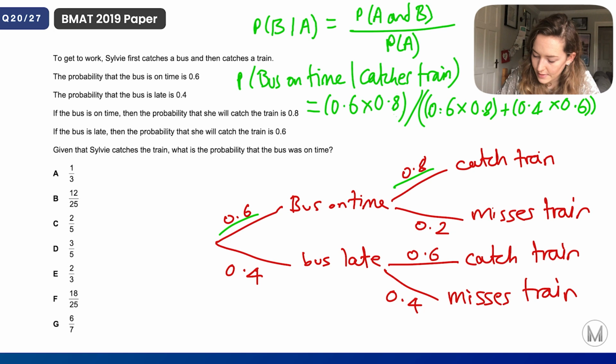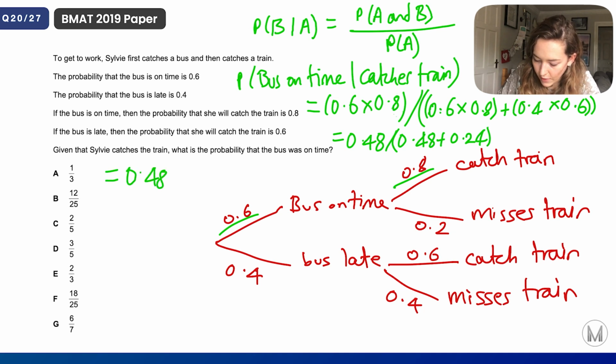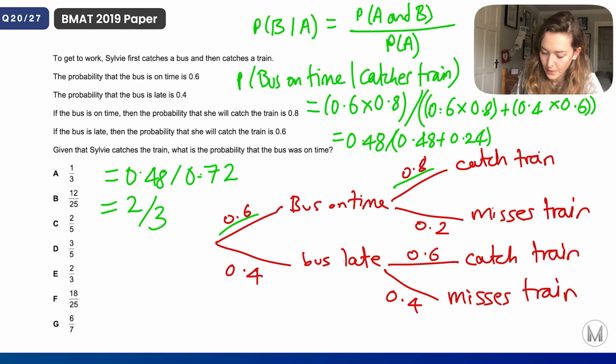So if I simplify that, that is equal to 0.48 divided by 0.48 plus 0.24. And so, again, simplify that further, I'll take it over here, is 0.48 divided by 0.72. And finally, I'll notice that these are divisible by common numbers, so they're both divisible by 24. If I divide both sides by 24, I get 2/3. So my answer is E.